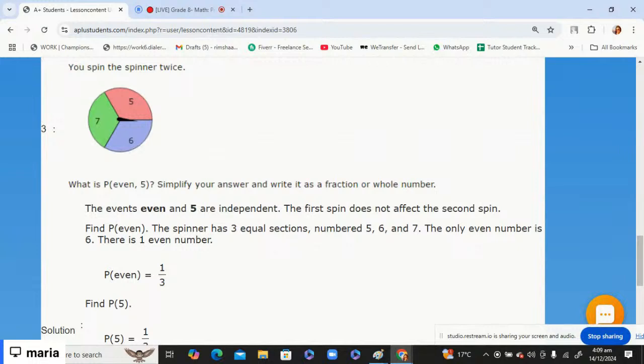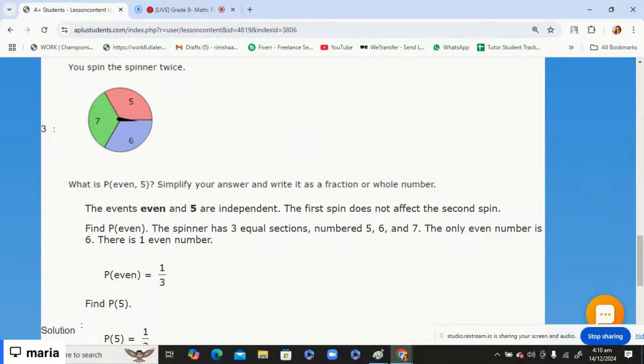Now you spin the spinner twice. There are three possibilities on the spinner, that is 5, 6 and 7. What is the probability of an even number? Even is only the 6 here. And simplify your answer and write it as a fraction or whole number. The even and 5 are independent. The first spin doesn't affect the second, so the P of even.